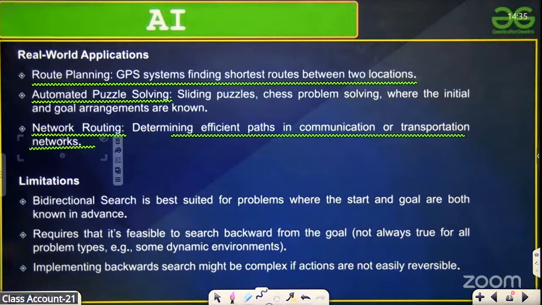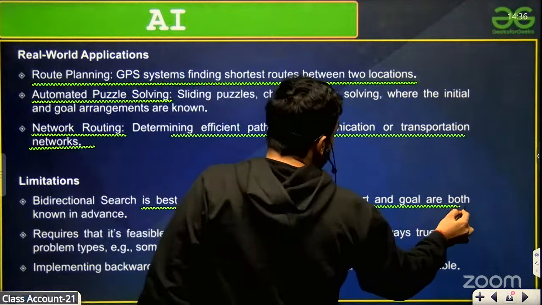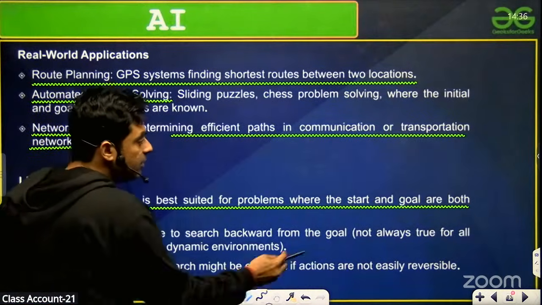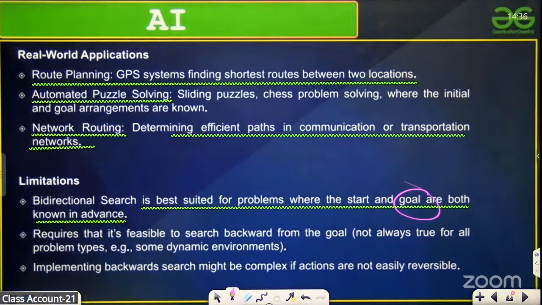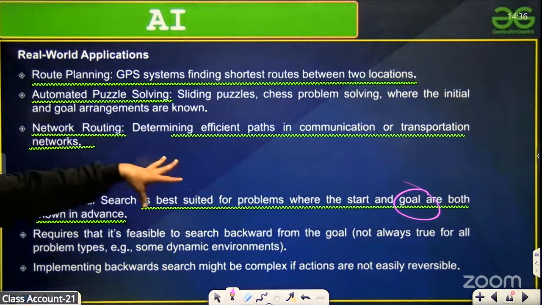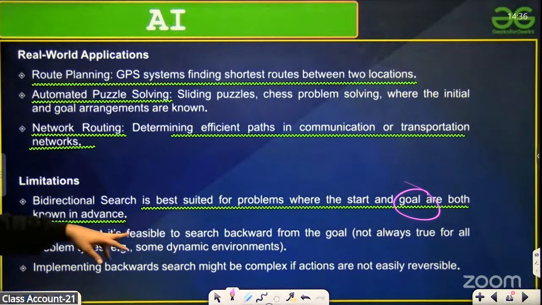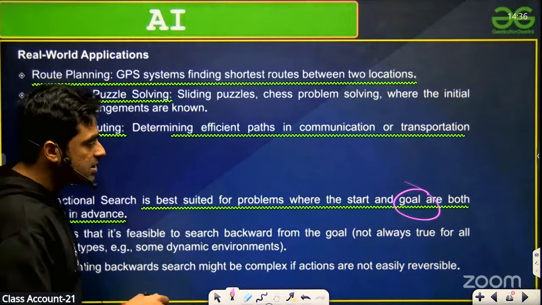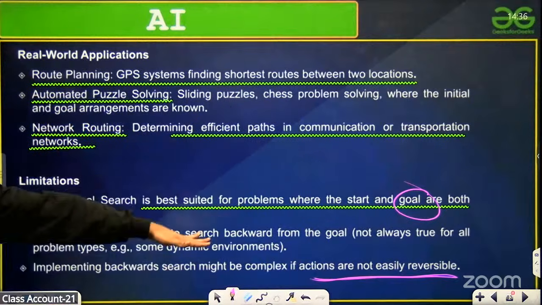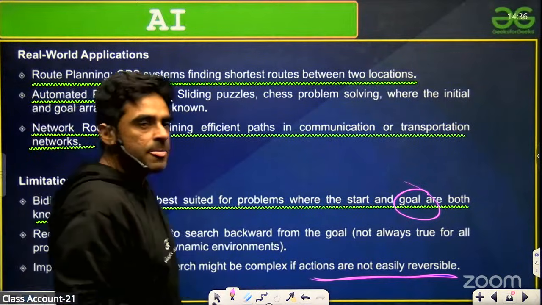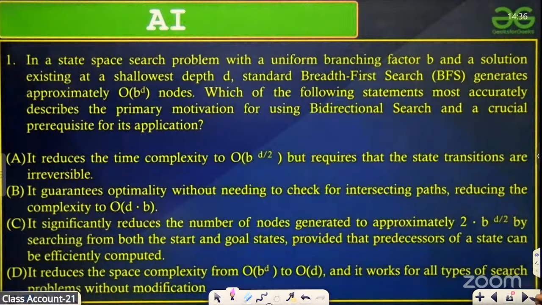Now, what are the limitations? If you see the limitations, it is best suited for problems where the start and goal nodes are both known in advance. For example, if you don't have knowledge regarding the goal node, bidirectional search won't be suited. And it requires that it's feasible to search backward from the goal. Implementing backward search might be complex if actions are not easily reversible. So you can just give a read to the limitations of bidirectional search.